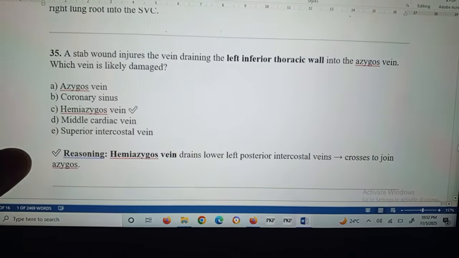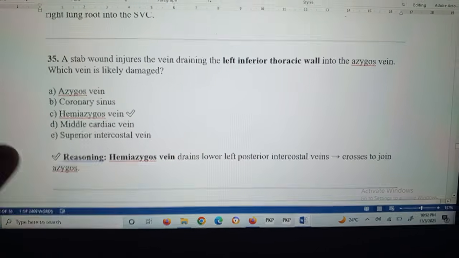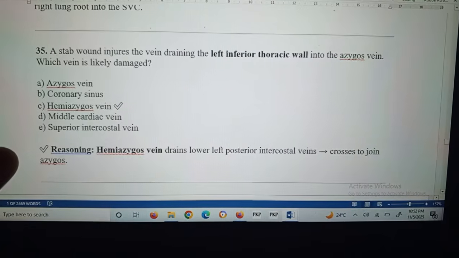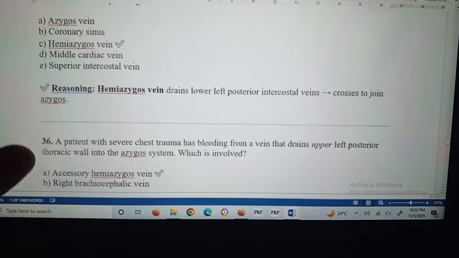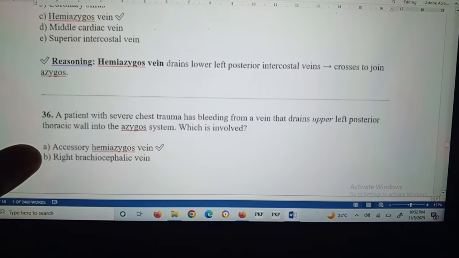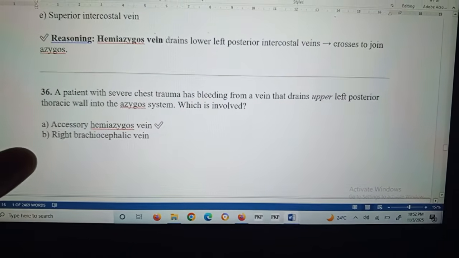35. A stab wound injures the vein draining the left inferior thoracic wall into the azygos vein. Which vein is likely damaged? Hemiazygos vein drains the lower left posterior intercostal veins and crosses to join the azygos.